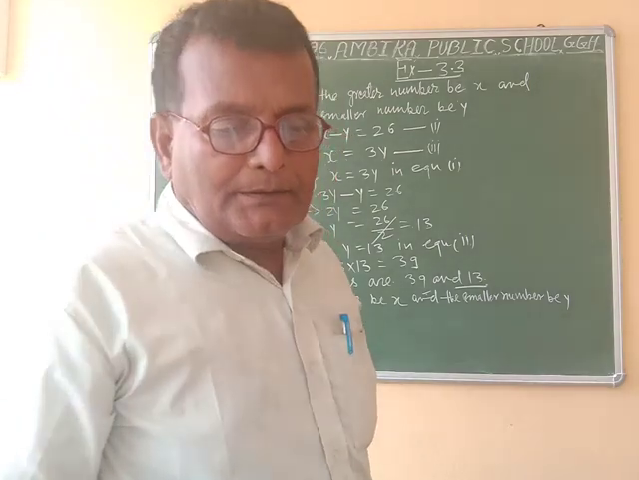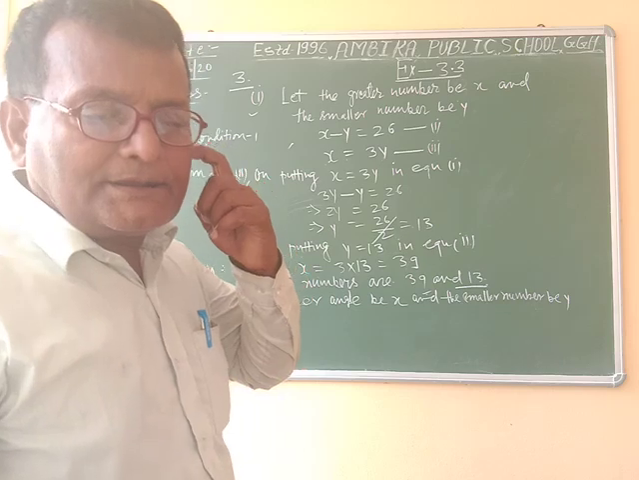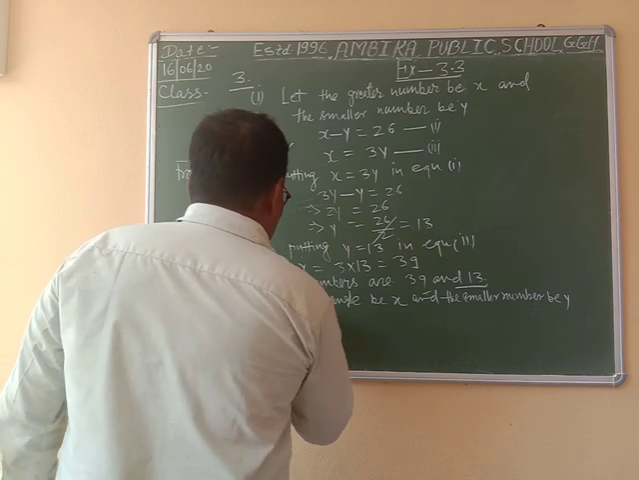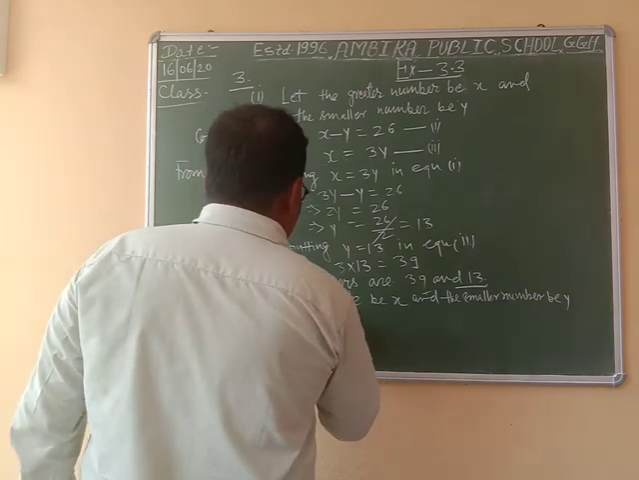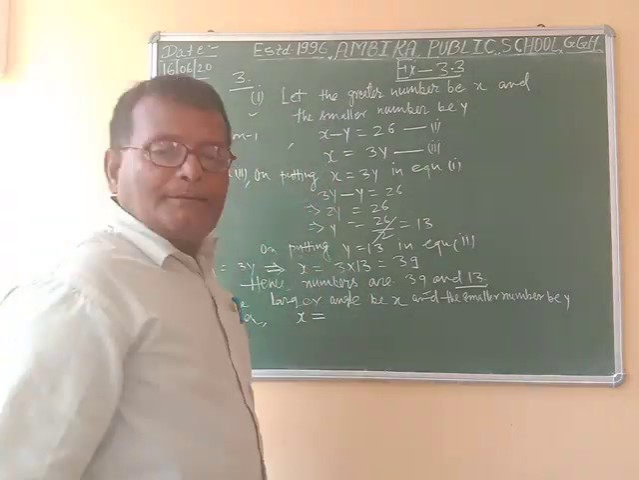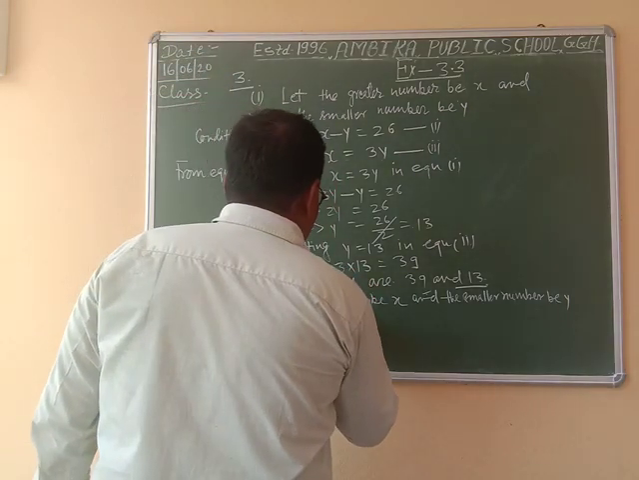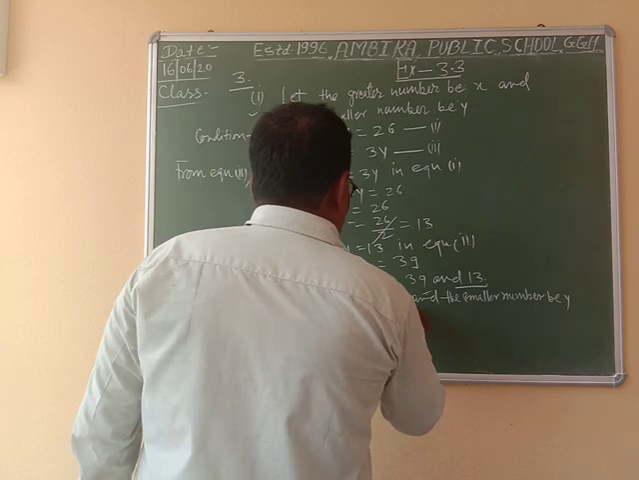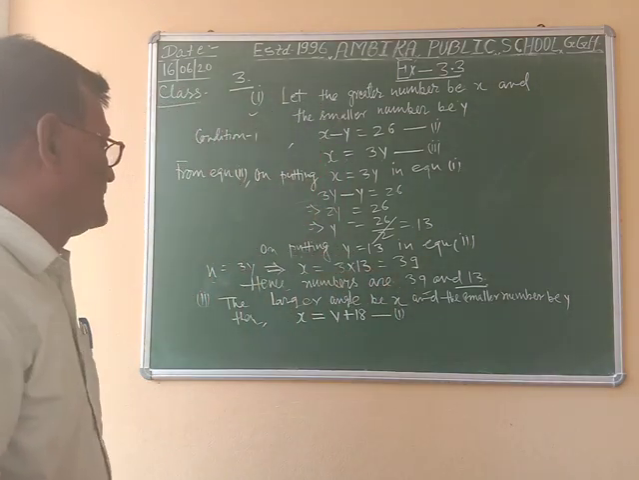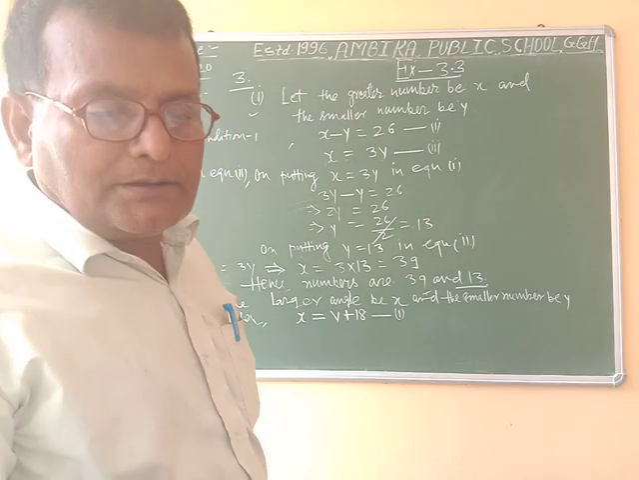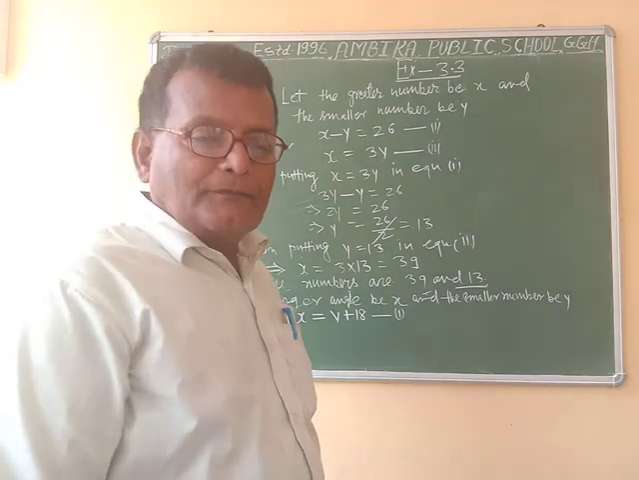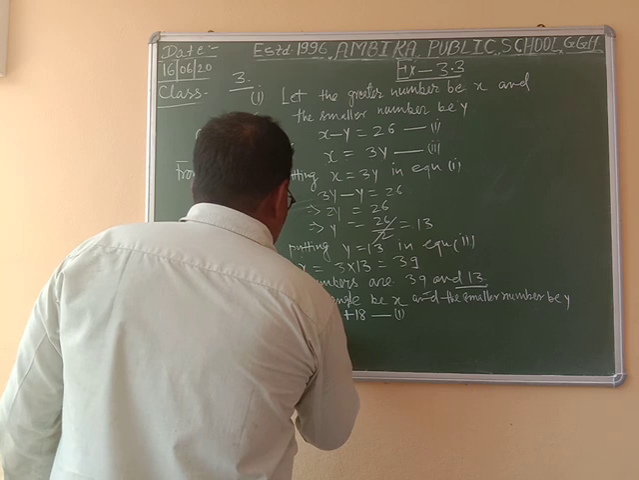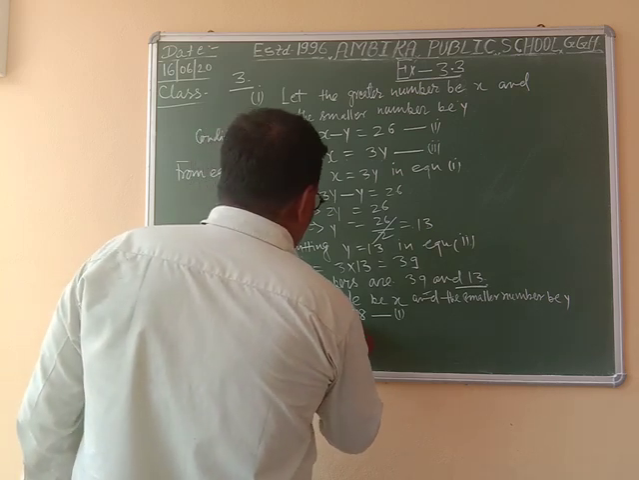Then the larger of two supplementary angles exceeds the smaller by 18 degrees. Then we can write x is equal to larger number exceeds the smaller number by 18. So x is equal to y plus 18, and we know that if the sum of two angles is 180 degrees, then the angles are supplementary angles. So x plus y is equal to 180 degrees.